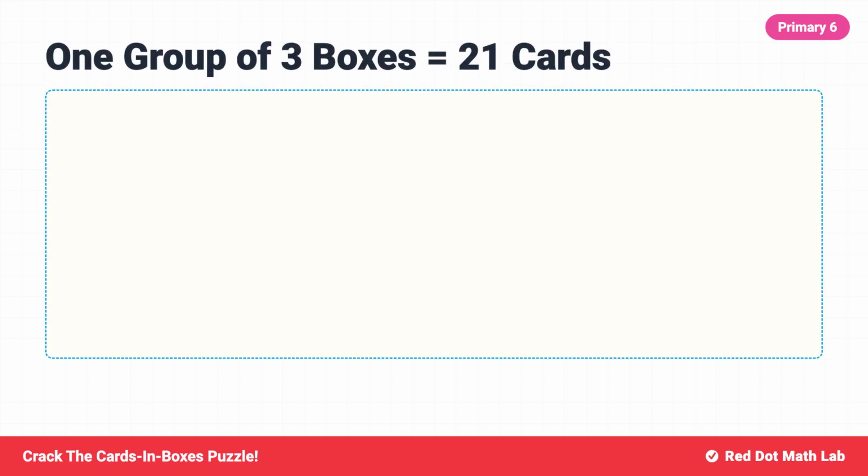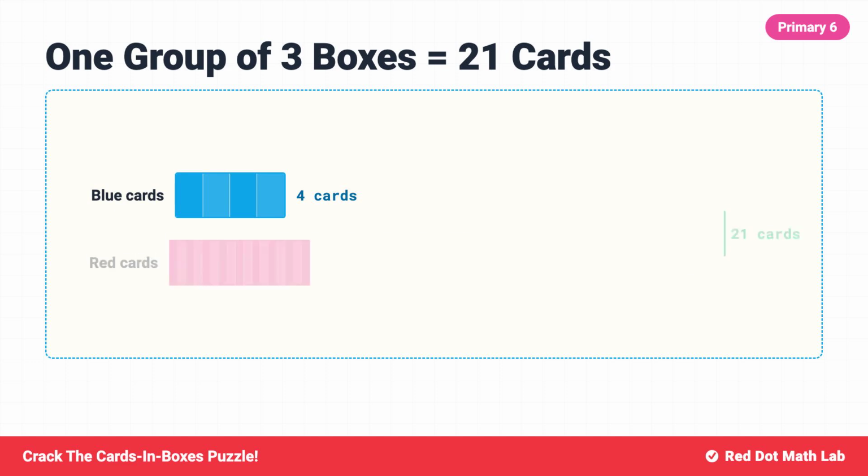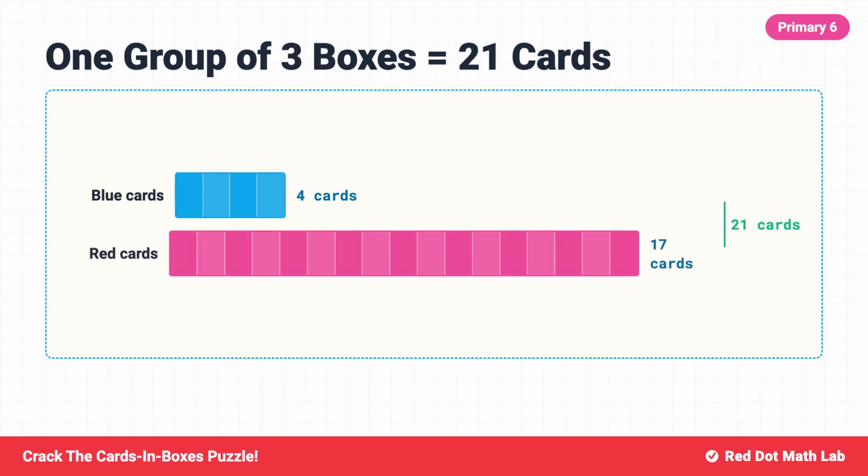Let me draw a model of one group. One group has 3 boxes and each box holds 7 cards. So one group holds 3 times 7, which is 21 cards altogether. Out of these 21 cards, exactly 4 are blue, so all the rest must be red. 21 minus 4 equals 17. Every group of 3 boxes contains exactly 17 red cards. This is our key discovery. The red cards are used up 17 at a time.